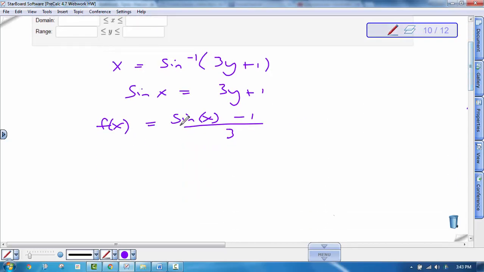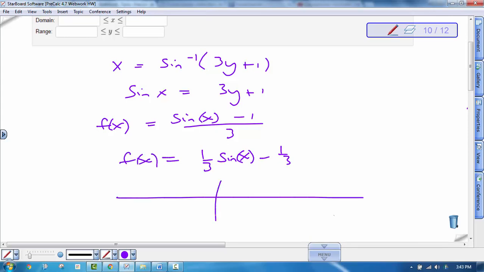I'm going to rewrite it as 1/3 sine of x minus 1/3, so that I can take a look at the graph, because that's the easiest way for me to visualize the domain and range. The domain is all real numbers, I can stick whatever I want in. The range though, this thing's been shifted down 1/3, so if this is 1, there's 1/3, there's 2/3. So it's been shifted down here, and it fluctuates between 0 and negative 2/3. So my domain is negative infinity to infinity, and my range is negative 2/3 to 0.